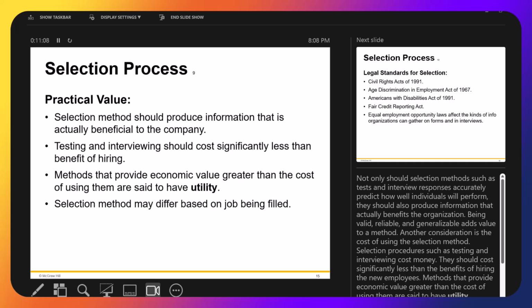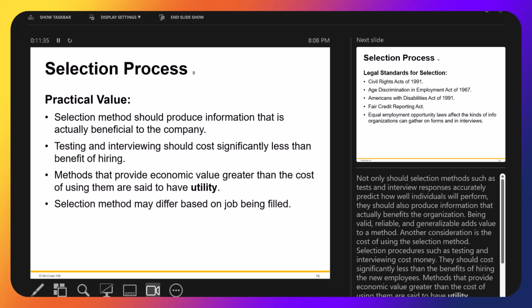Selection method may differ based on the job being filled. So you've got to look at it: the selection method should produce information that is actually beneficial to the company. Why are we testing them? This will tell us this. Testing and interviewing should cost less than the benefit of actually hiring. And also, you've got to use a selection method, and different selection methods may be needed because you have different jobs to fill.